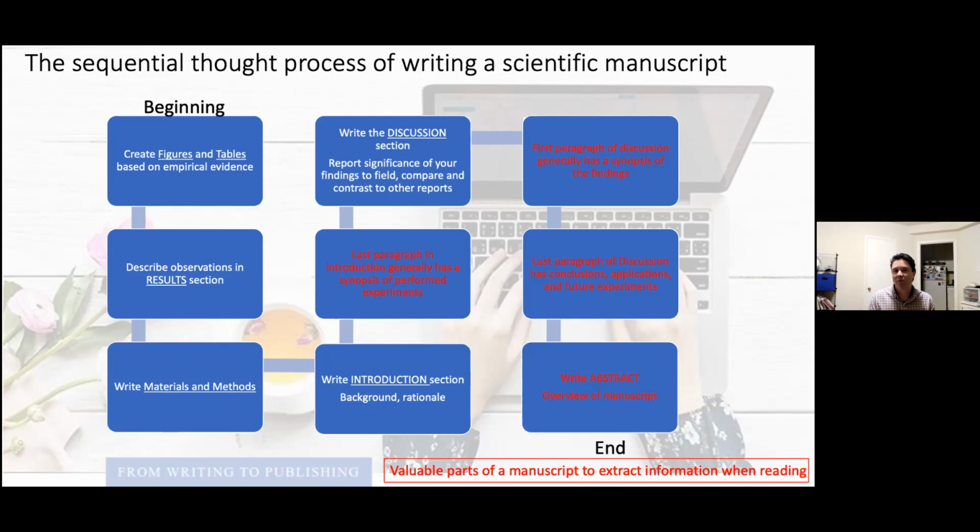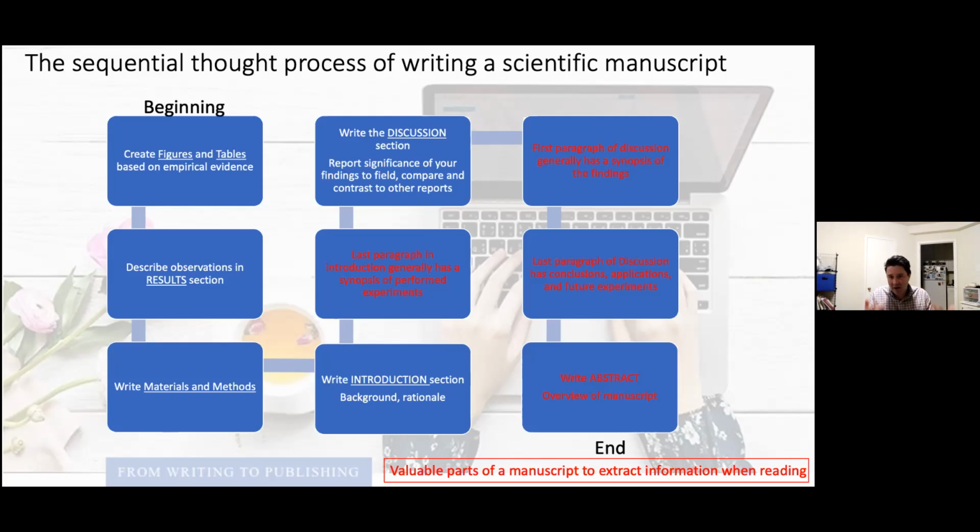Following the introduction, one would write the discussion section, and that's where you report the significance of your findings to the field. You're going to compare and contrast it to other reports. You're really discussing what you observed in detail, and you're providing substance behind that. And the first paragraph of the discussion, in some cases, it looks like the last paragraph of the introduction.